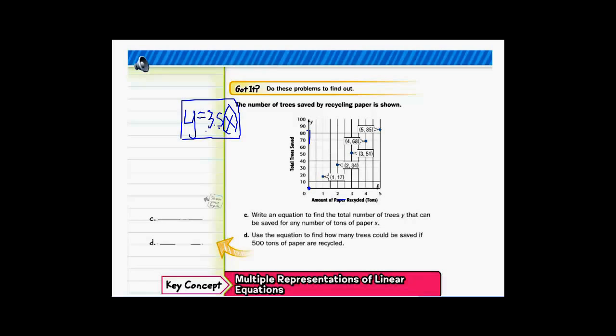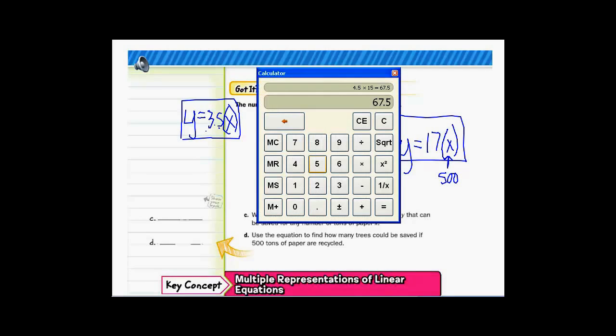All right? So if I'm talking about writing an equation to find the total number of trees, y, so that's my total. So y equals, how many am I saving per ton? So for 1 ton, how many am I saving? 17 trees. So 17 trees times x. I don't have to put those parentheses in there. The total number of trees, that's my y-axis right here, depends on how many tons of paper I recycle. So y equals 17x. That is your equation. So for D, find how many trees could be saved if 500 tons. Well, that just means you're going to put a 500 in for the x. So I've got 500, not 5,000, 500 times 17.